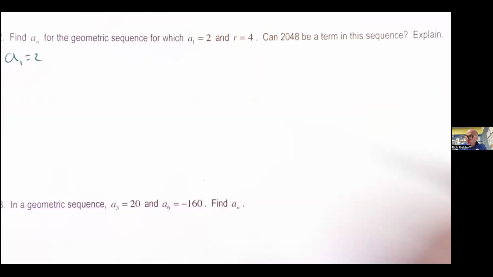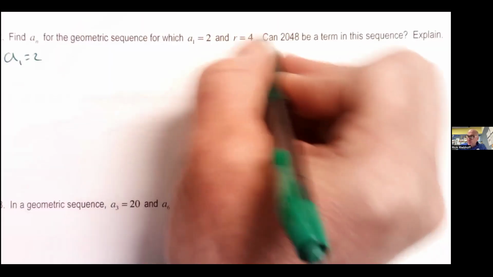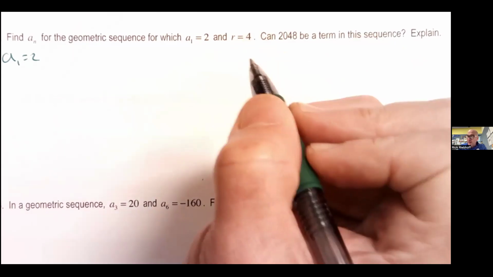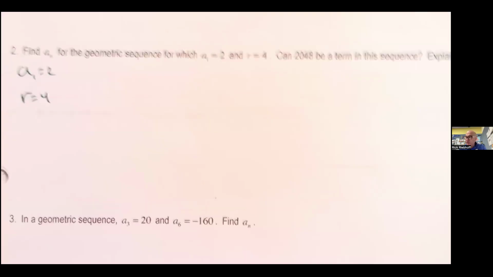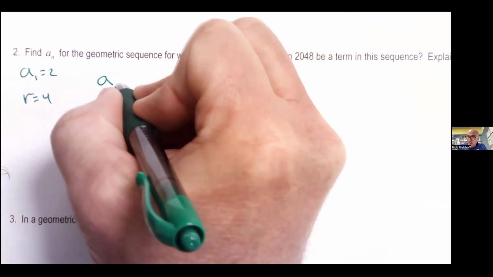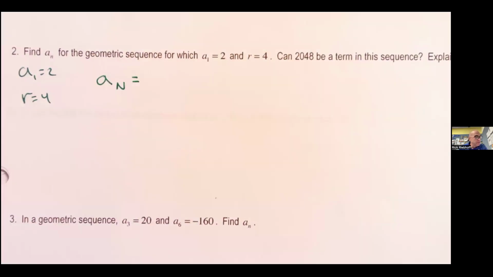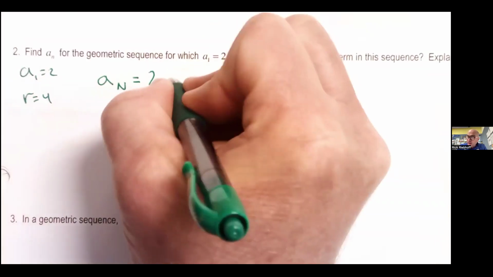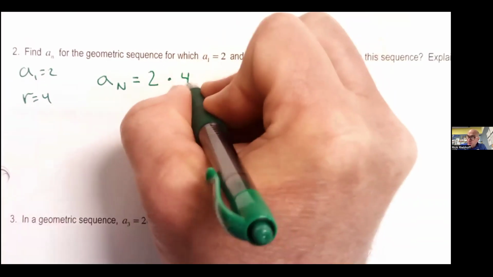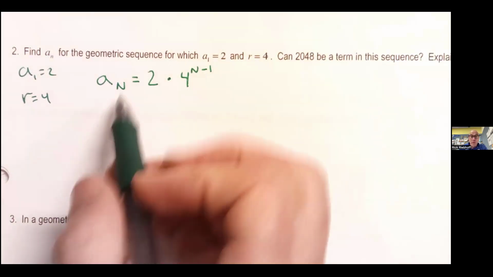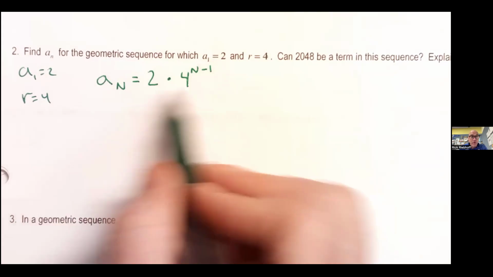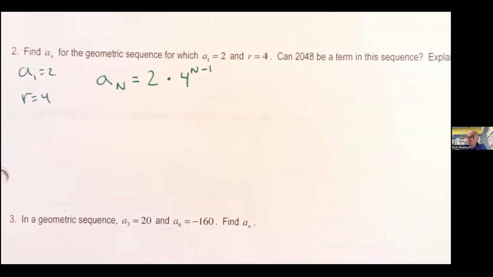a1 is 2, and the common ratio is 4, right? And that's all I need. Common ratio is 4. So with those two things, can I write the formula? I can. a sub n is equal to a sub 1, which we have, times the common ratio raised to the n minus 1. There we go. So step number 1, find the formula or the rule for finding these terms, right?